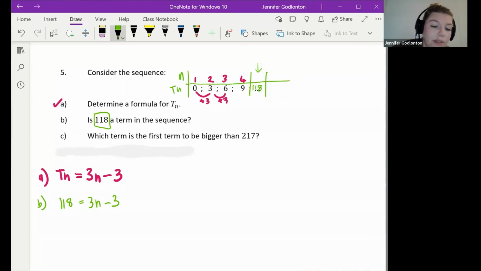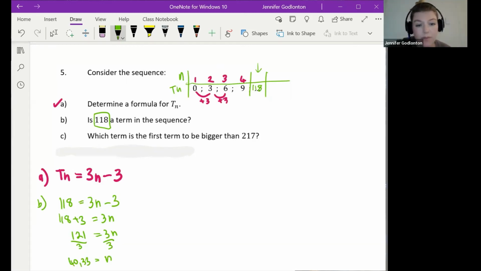So I'm going to move that 3 over. So I'm going to get 121 is equal to 3n. And then I'm going to divide both sides by 3 so that I can isolate my n, and my n would be 40.33, which is a decimal. So therefore, no, because n is a decimal.